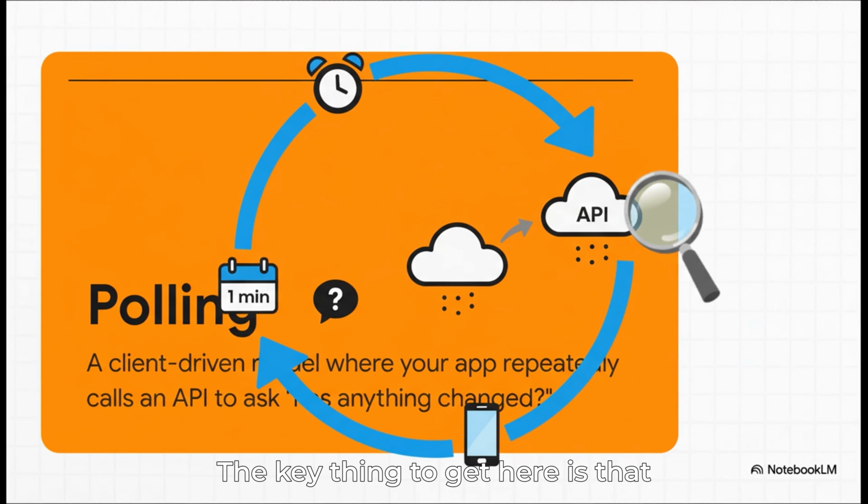The key thing to get here is that term client-driven. In the polling model, it's your app that's doing all the heavy lifting. It's on your app to constantly, repeatedly make an API call to some server, say every single minute, just to ask that same old question. Anything new? Has anything changed?